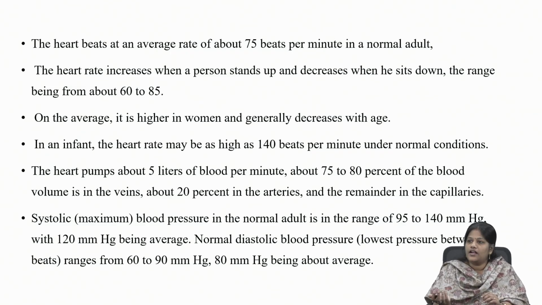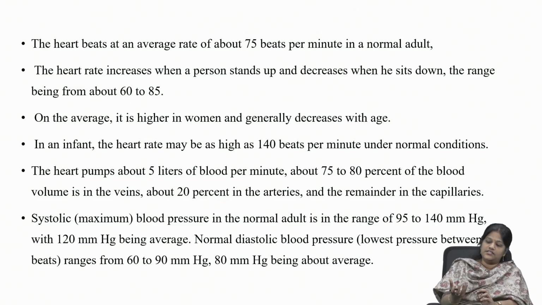If we take infants, the heartbeat is very high, nearly 140 beats per minute under normal conditions. Next, we can discuss how many liters of blood are present in our human body, which is nearly 5 liters. The heart pumps about 5 liters of blood per minute, and about 75 to 80% of the blood volume is in the veins, about 20% in the arteries and the remaining in the capillaries.